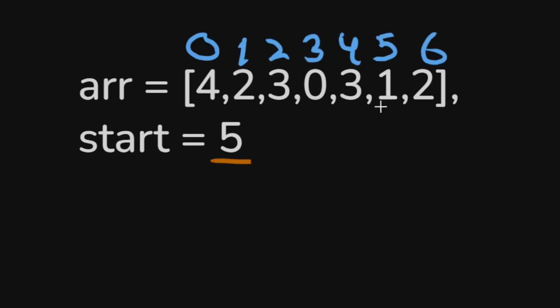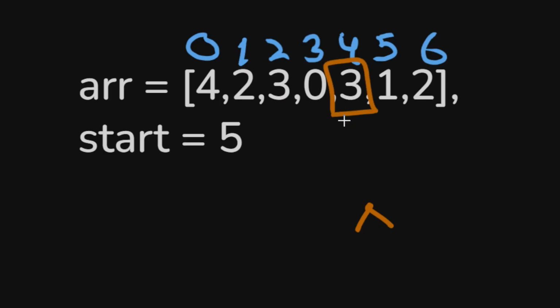We have to start from index 5, meaning here. And we have two choices. We can go either left or right. So the key is that maybe we can explore every scenario. We start from the source and we can go either left or right. Let's say that we decide to go left.